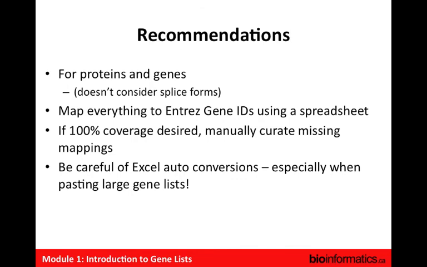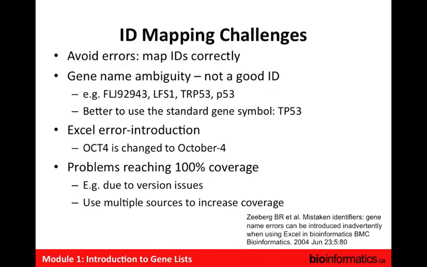these recommendations I kind of mentioned here. So okay, recommendations for doing this, and we can do this in the lab. If you're working with gene lists, I recommend mapping almost everything to Entrez gene IDs using a spreadsheet. And if you want 100% coverage, manually create the missing mappings. Be careful of these Excel auto conversions. I forgot to mention that there's actually a paper here, I think we gave it as pre-reading, that talks about all the different problems with mistaken identifiers and name errors using Excel.